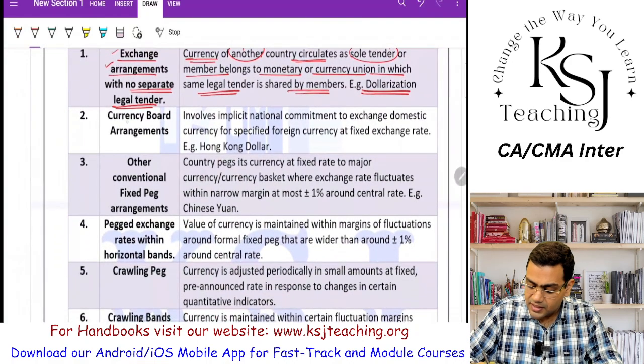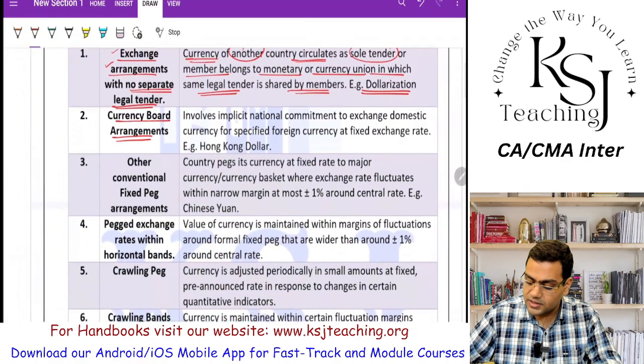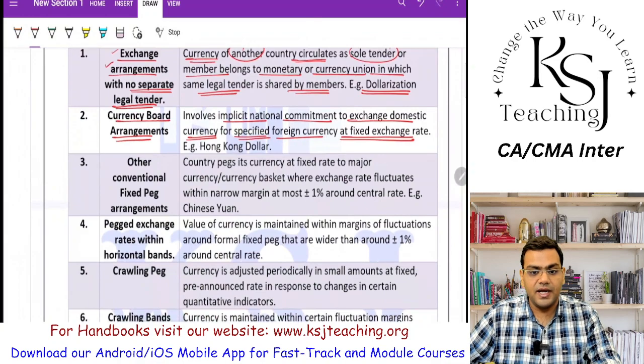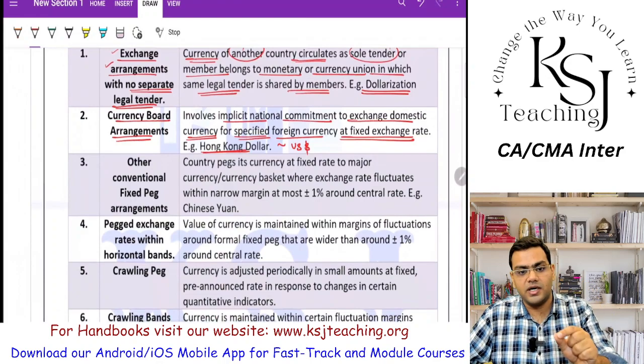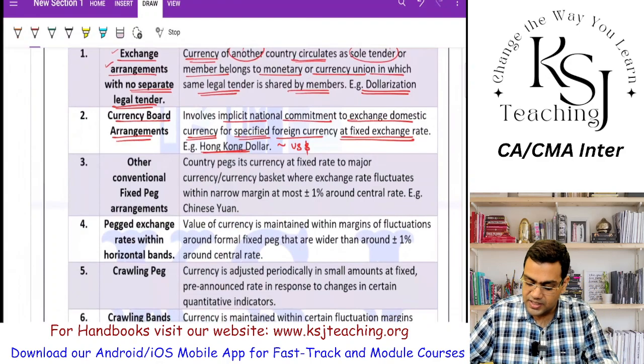Then there is the currency board arrangement, which involves the implicit national commitment to exchange the domestic currency for a specified foreign currency at a fixed exchange rate, right? Now, if you want to exchange the Hong Kong dollar for the US dollar, the nationals commit that we will exchange this much quantity at a particular fixed exchange rate. That is the currency board arrangement.